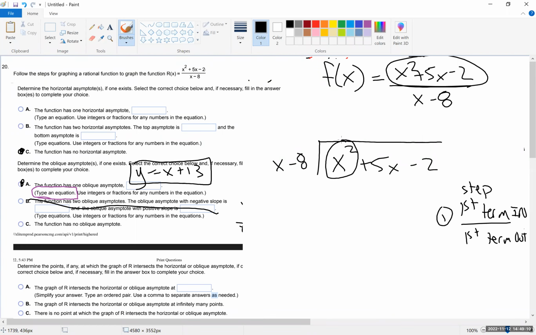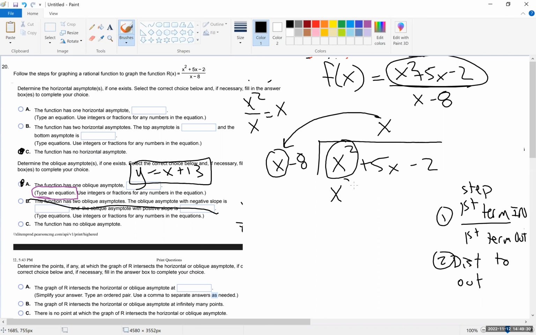First term on the inside is x squared. So we're going to take x squared and we're going to divide it by the first term on the outside, which is x. x squared divided by x is x. So we put the x on top. Then we're going to distribute to the outside. So we take this x and we multiply it by x.